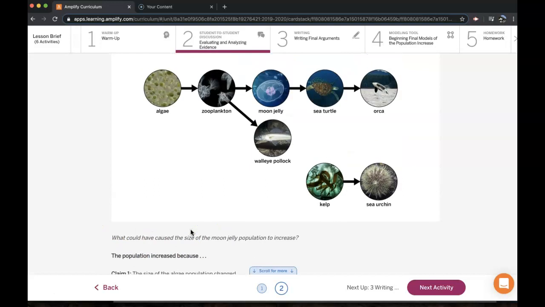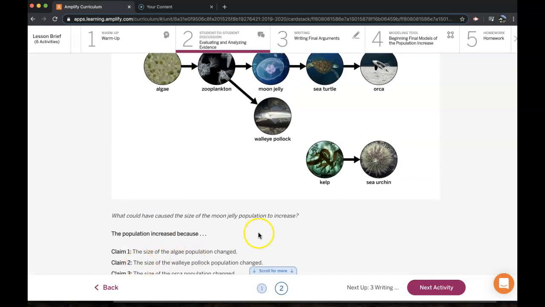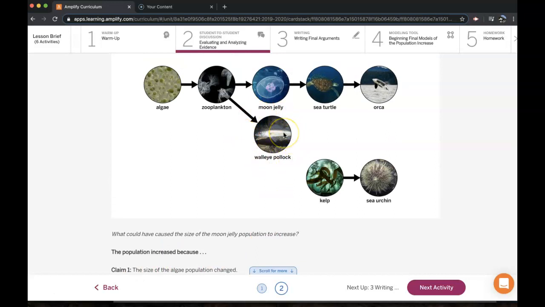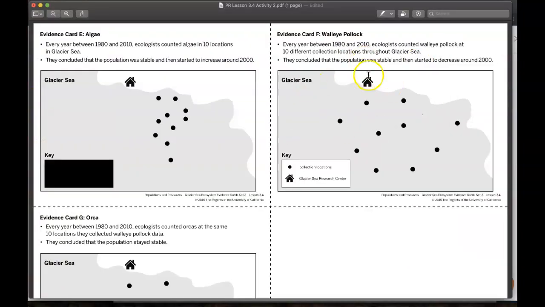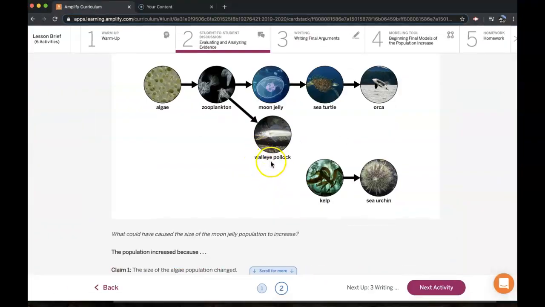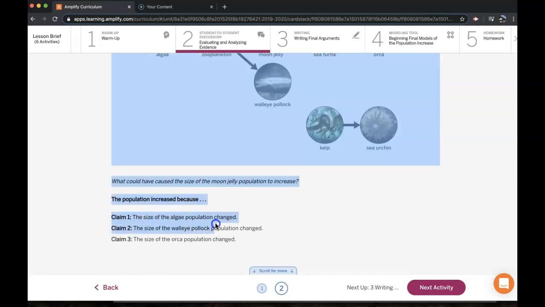Now if we look at evidence card A in reference to claim 2, evidence card F said that the walleye pollock population decreased. When this decreases, they're eating less of the zooplankton, which means the zooplankton population will now increase. So evidence card F is saying this decreases, evidence card A is saying that this increases, and together they help explain why the moon jelly population increased. So evidence card A can tie to both claim 1 and claim 2.